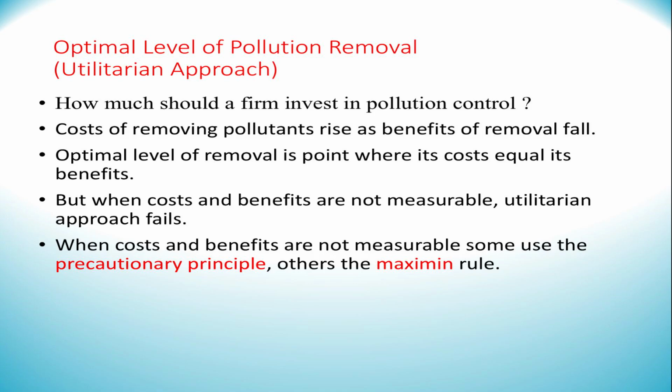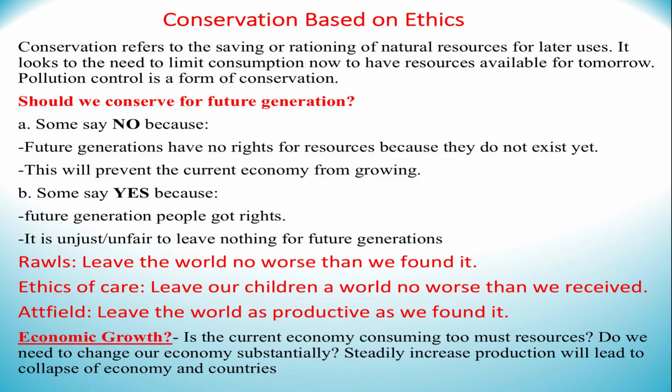The utilitarian approach seeks an optimal level of pollution removal where costs equal benefits. When costs and benefits are not measurable, principles like precautionary and maximum rules guide decision-making. Conservation ethics argue for preserving resources for future generations. Debates on whether to conserve or exploit resources highlight the need for ethical considerations in economic growth and environmental protection.